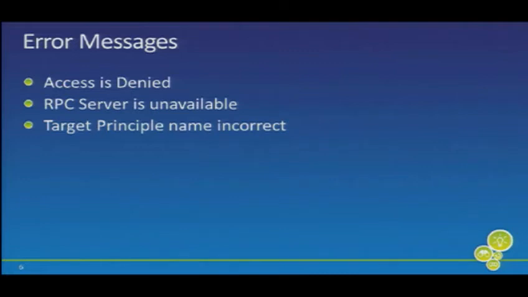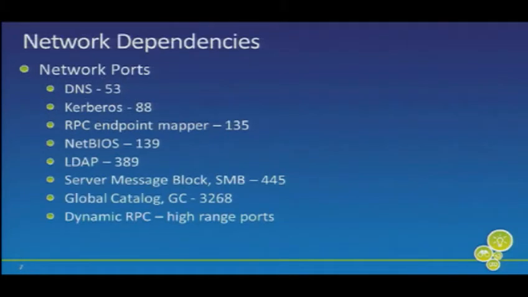So here are the ports. Actually, what we have are network ports. DNS works on port 53. DNS works on both UDP and TCP, but 99% of customers don't use UDP for DNS. Everybody blocks UDP, so DNS will always work on TCP, and I'll come back to you on that in a minute. Kerberos works on port 88. RPC endpoint mapper works on port 135, and NetBIOS is port 139. LDAP is 389, and SMB is 445.